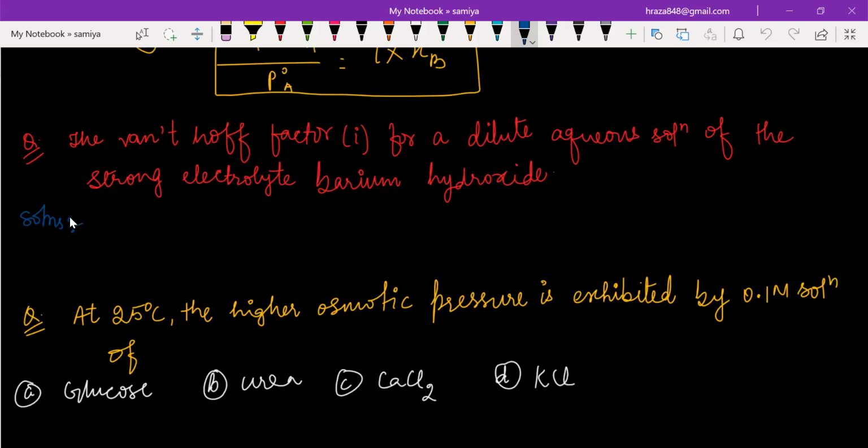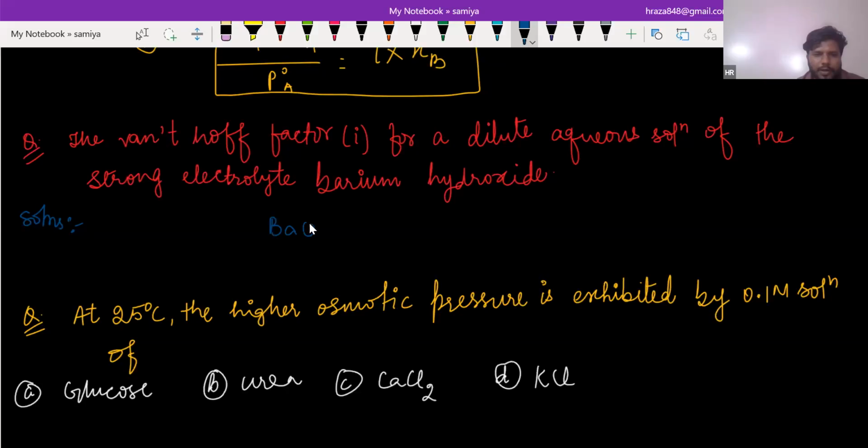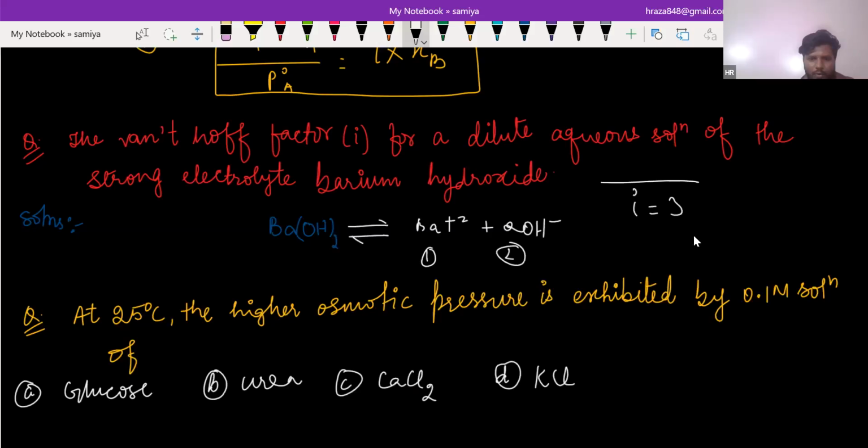So the answer for the first one is 3. Very good. Barium hydroxide, you know that, Ba(OH)2. If you are going to dissociate it, it will be Ba2+ plus 2OH minus. So after dissociation, 1 plus 2, 3 moles. So i will be equal to 3 by 1, which means 3.